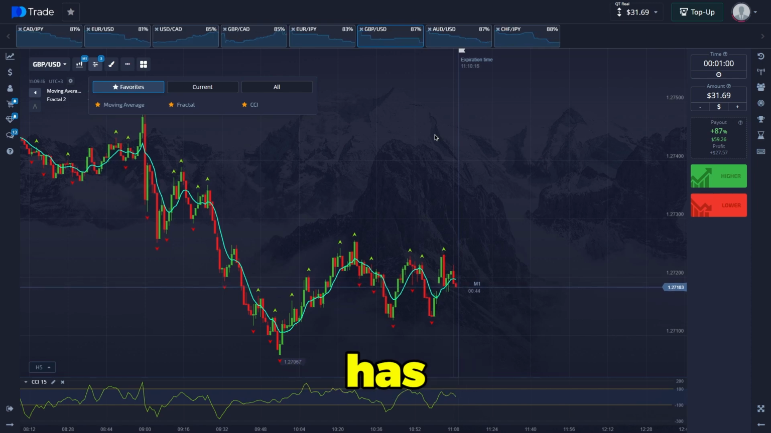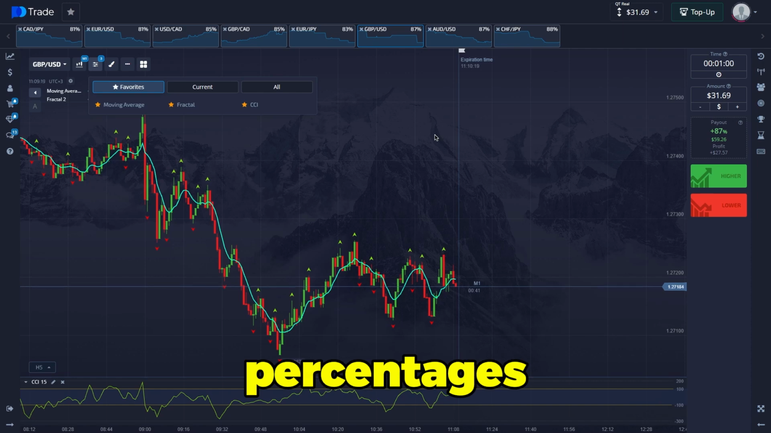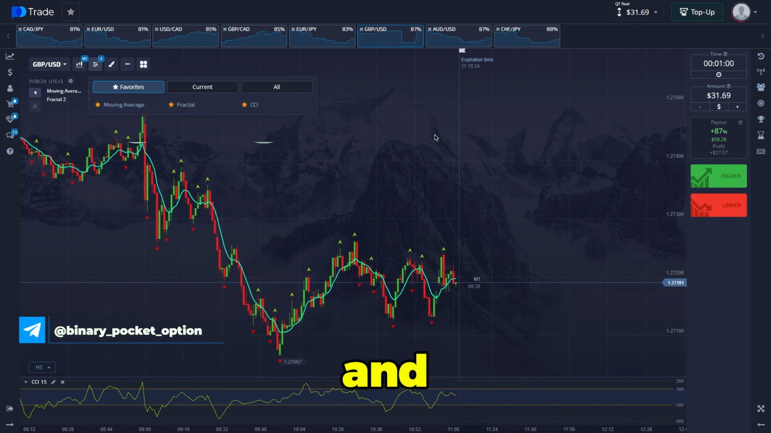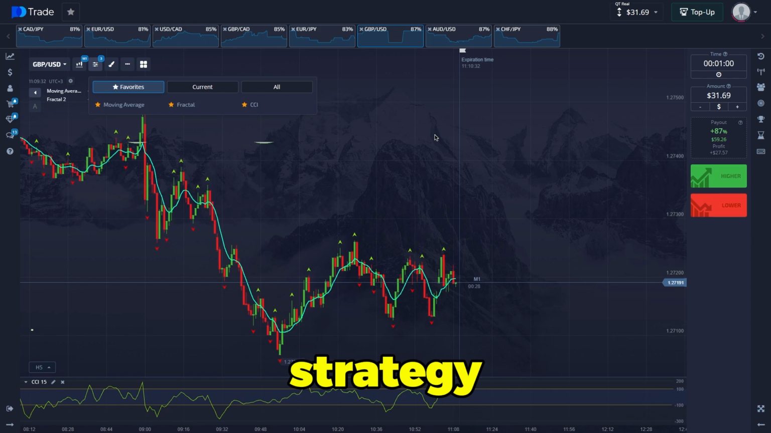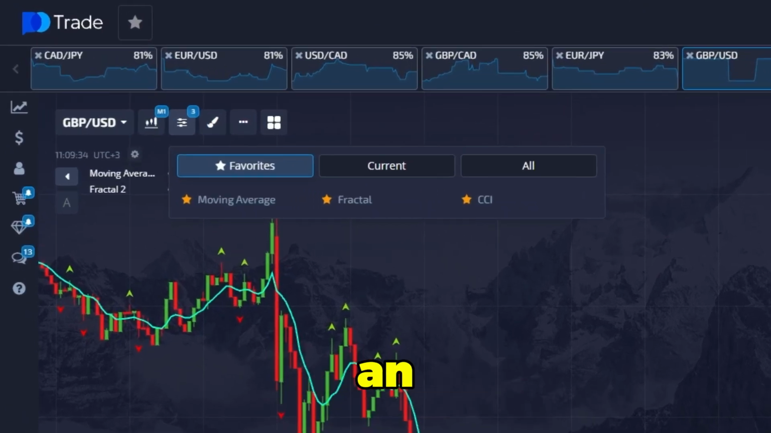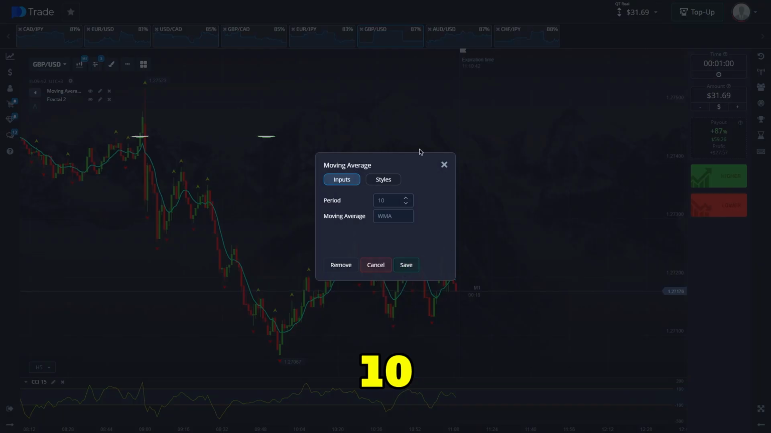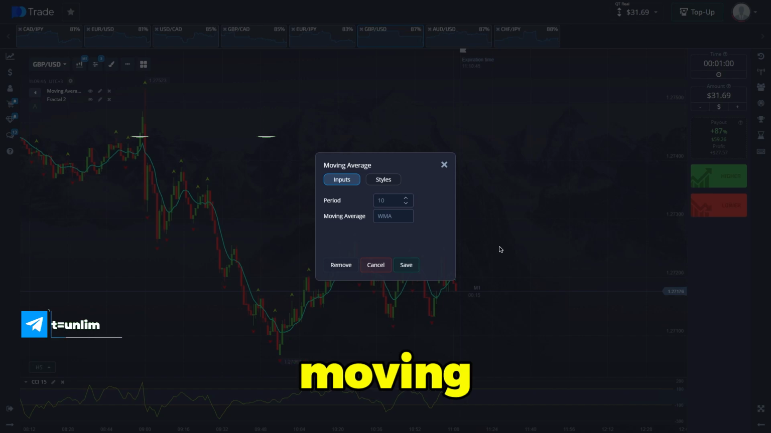The analysis has been carried out. The optimal percentages on the currency pairs for payments have also been selected, and the optimal movement on all charts has also been selected. Today, we have a universal strategy using a trend indicator and an oscillator. We will have a moving average on the trend indicator.